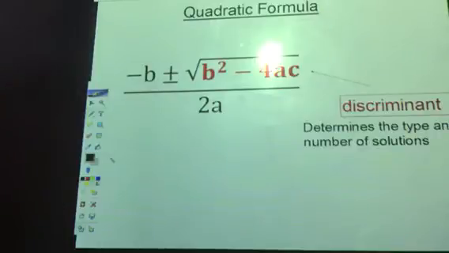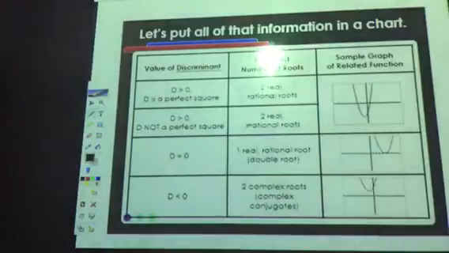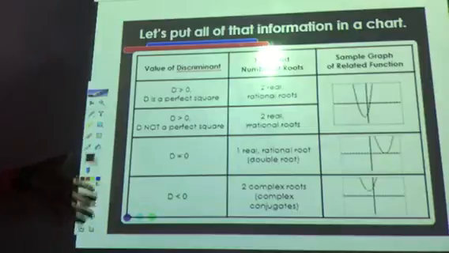As you know from previous studying, we could have one x-intercept, we could have two x-intercepts, and now, as you previously learned, we can have an imaginary or a complex solution. So let's go ahead and work some examples. Oh, I'm sorry. Here is a chart that will help you determine how many solutions you have based upon your discriminant.